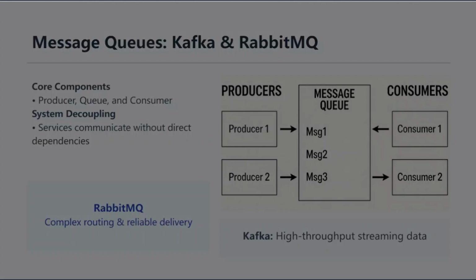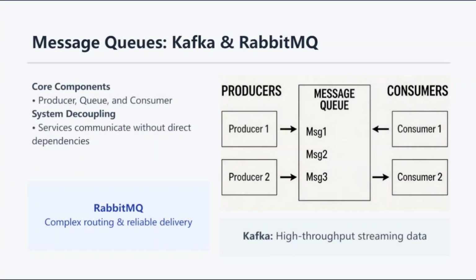Looking at this diagram, you can see how this architecture enables decoupling. In a decoupled system, the producer doesn't need to know who the consumer is, or even if they are online at that exact moment. They just drop the message in the queue and move on, which makes the whole system much more resilient. Now, not all message brokers are created equal.